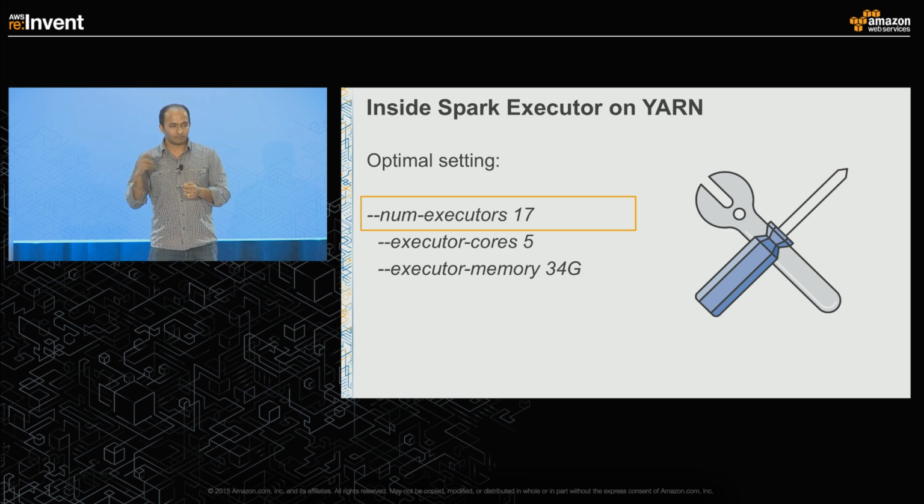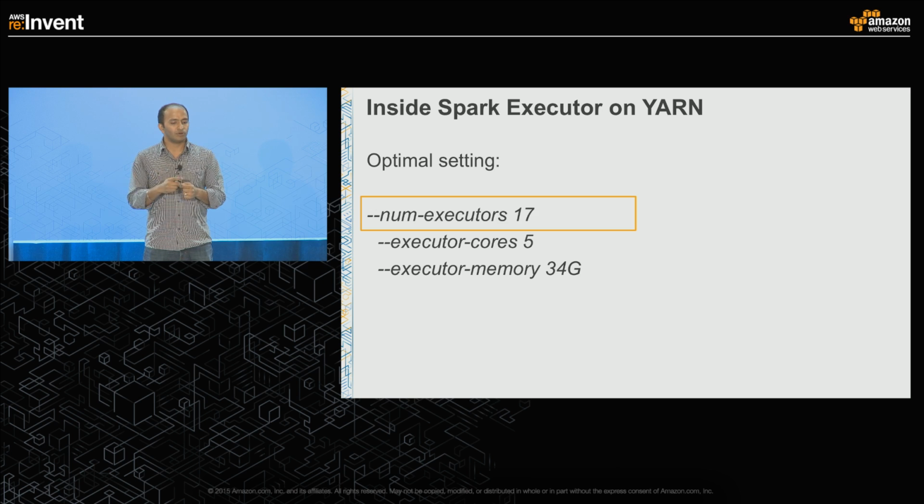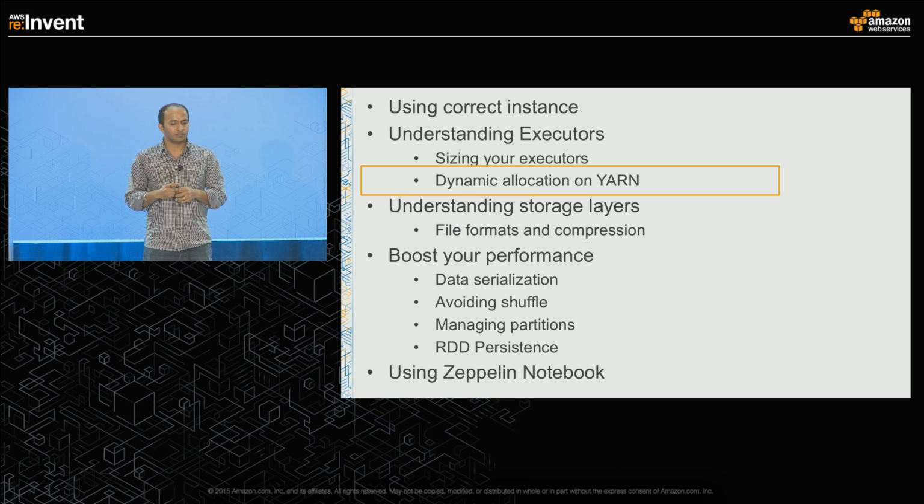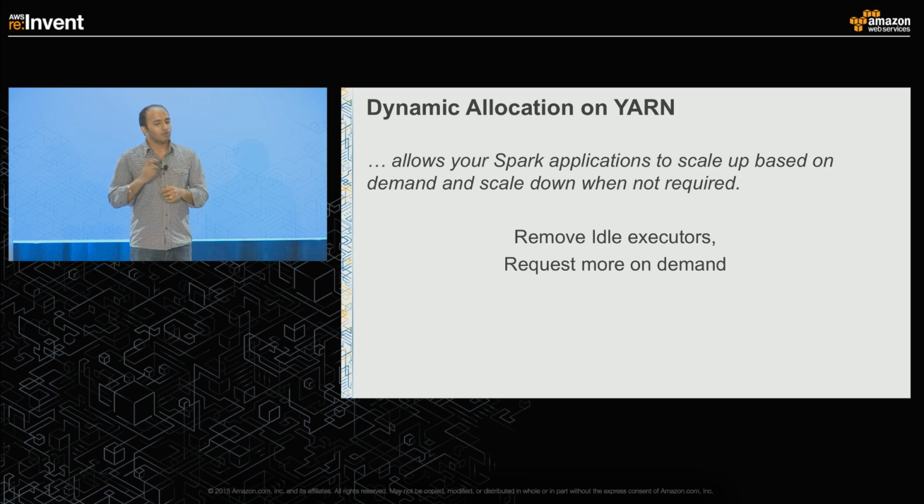For that, in Spark 1.3 onwards, dynamic allocation was released. Dynamic allocation lets you forget about setting the number of executors. What it does is, when you're not doing processing, it removes the idle executors. And when your application requires more processing power, it requests those. So you can scale your applications up and down based on demand.